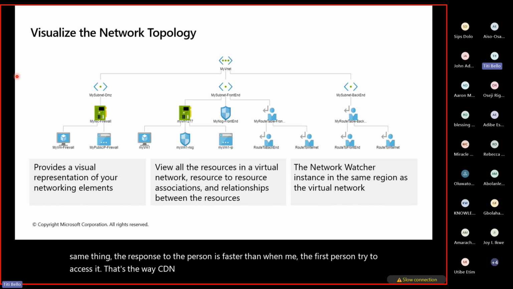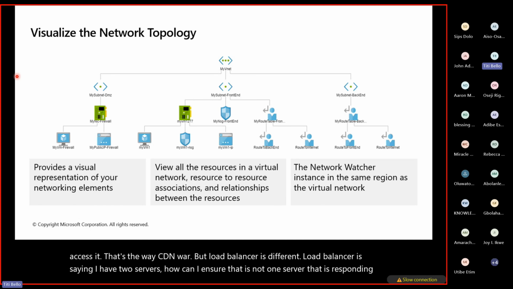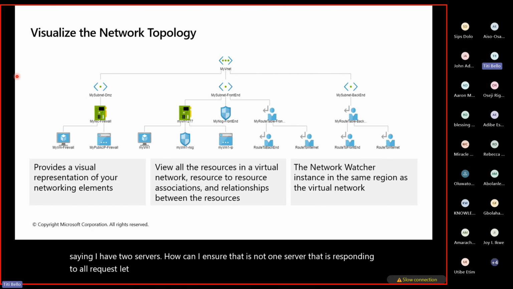But load balancer is different. Load balancer is saying, I have two servers. How can I ensure that it's not one server that is responding to all requests? Let me distribute the load across the two servers that I have, so that one is not overwhelmed more than the other. That is what the load balancer is.